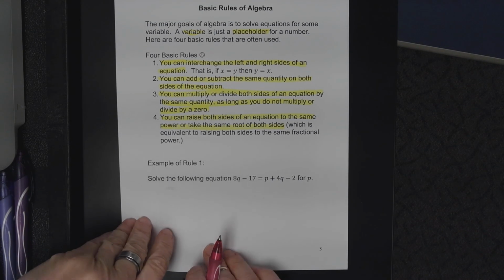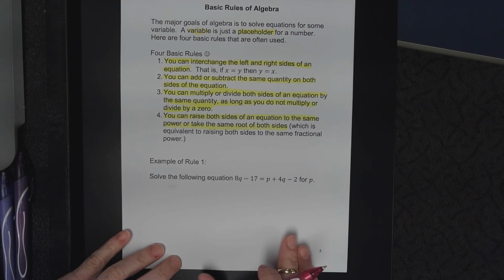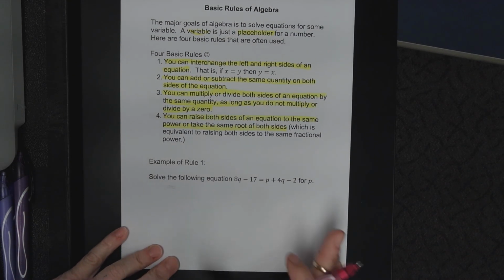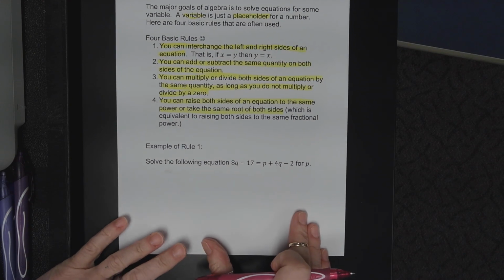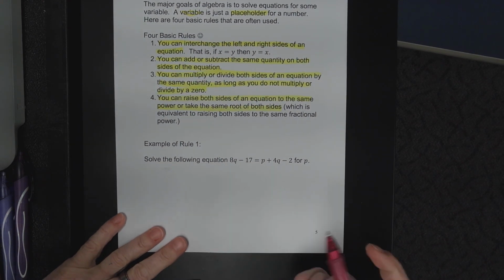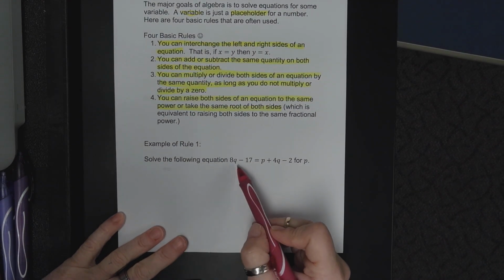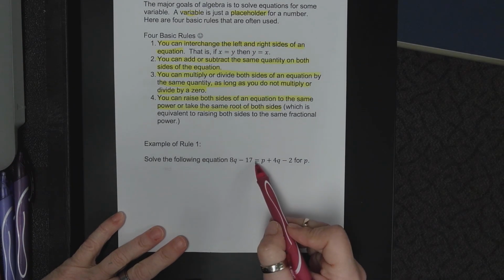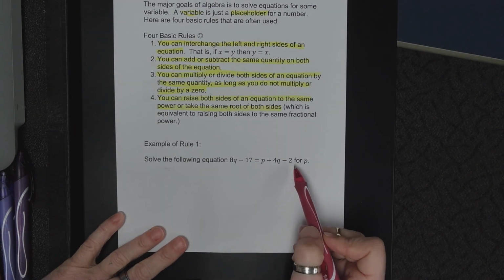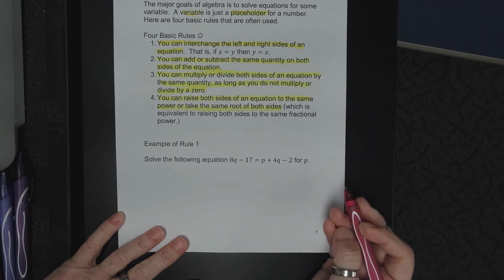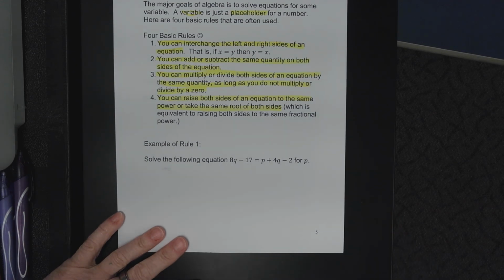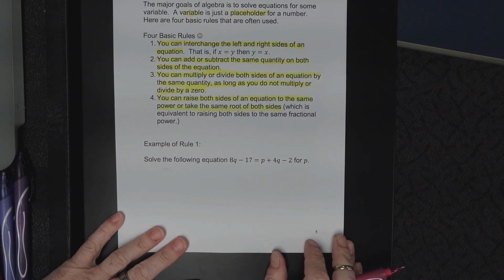Okay. So let's look at this one. We're going to solve. This is using example 1, okay? So we can interchange. So solve the following equation: qx minus 17 equals p plus 4q minus 2. And we're going to solve for p. That means we want just p on one side and all the other stuff on the other, okay?